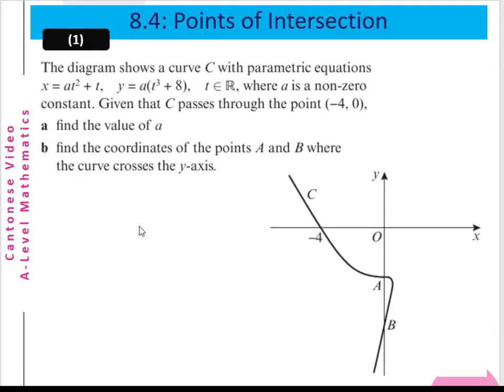for example, if we have a question like this: the diagram shows a curve C with parametric equations x equals at squared plus t, y equals a multiplied by t cubed plus a, where t belongs to R, and a is a non-zero constant. Given that C passes through the point (-4, 0), find the value of a, and find the coordinates of the points A and B, where the curve crosses the y-axis.